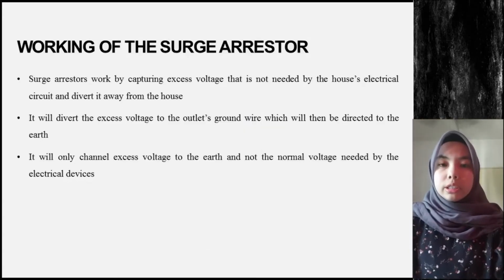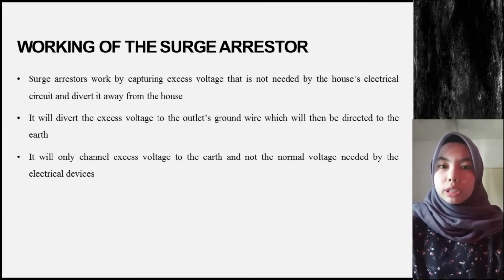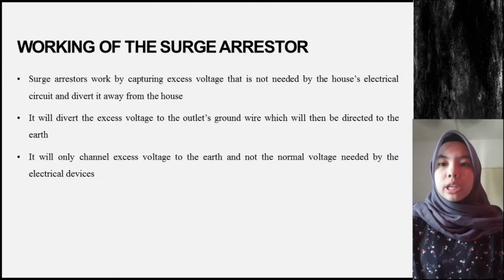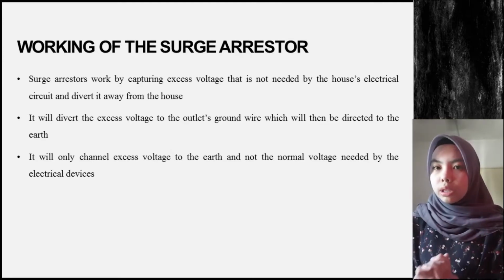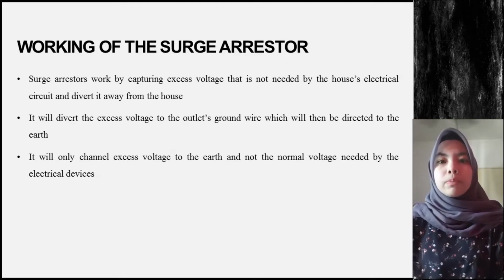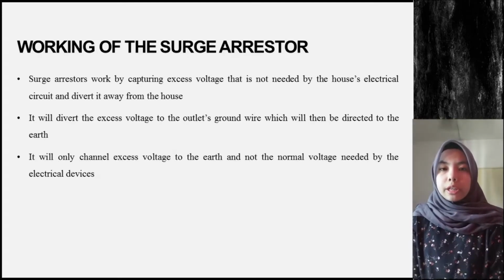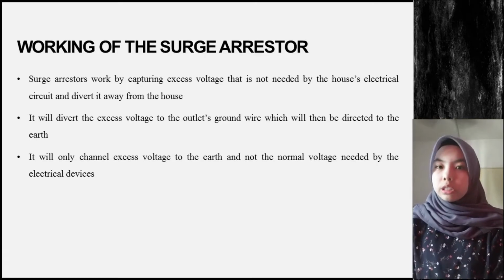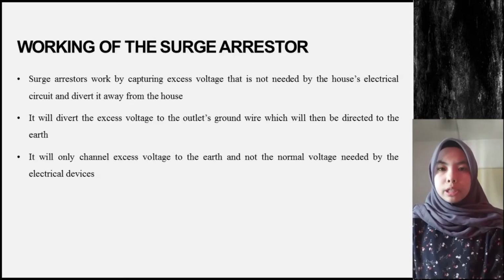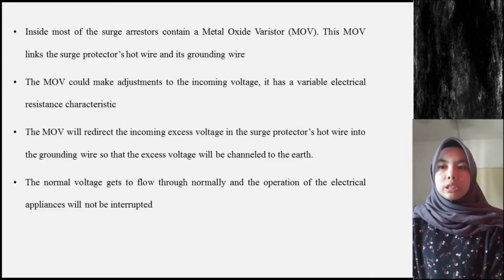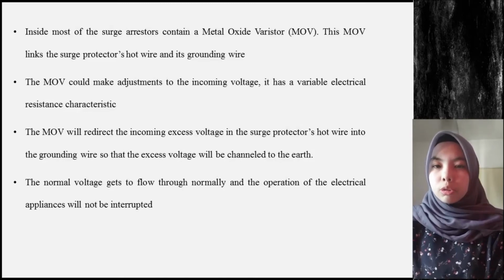How do surge arresters work? They work by capturing excess voltage that is not needed by the electrical appliances and directing it to the ground wire. This ground wire will lead the excess voltage to the earth. In the process of capturing the excess voltage, it won't disturb the normal voltage that is needed by the electrical appliances. Inside the surge arrester is a metal oxide varistor, MOV.